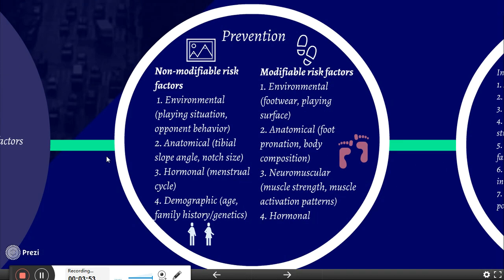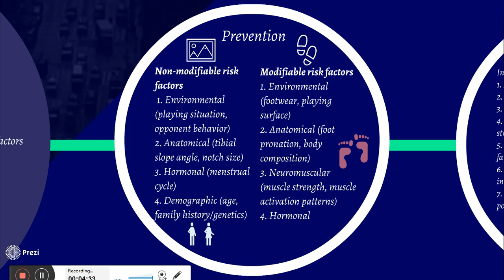So as we discuss prevention, there are multiple key parts. But first we're going to talk about non-modifiable risk factors and modifiable risk factors. So both are important to understand. Obviously, non-modifiable risk factors are things that you can't really change or things that are really difficult to change. And modifiable risk factors are things that can be manipulated and changed without a lot of invasion. So a lot of them are very similar to each other, but they're also different.